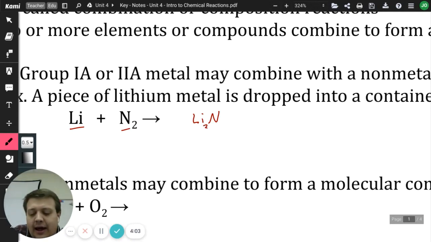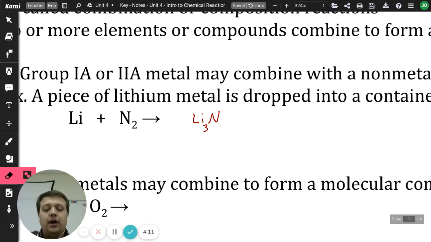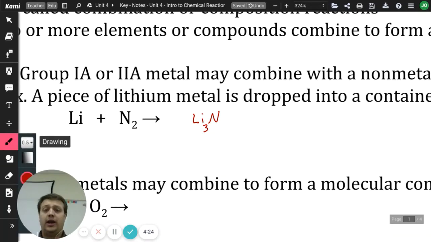So I get Li3N, all right? And then I would need to make sure that I go in and balance my reaction. So on the left side, I've got one lithium and 2 nitrogen. And on the right side of this equation, I've got 3 lithium and 1 nitrogen. So I know that I'm going to have to balance this equation, right?